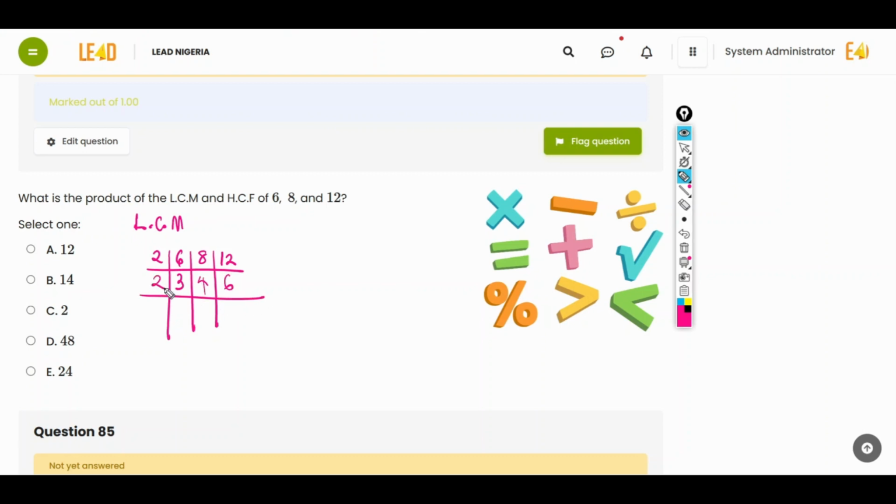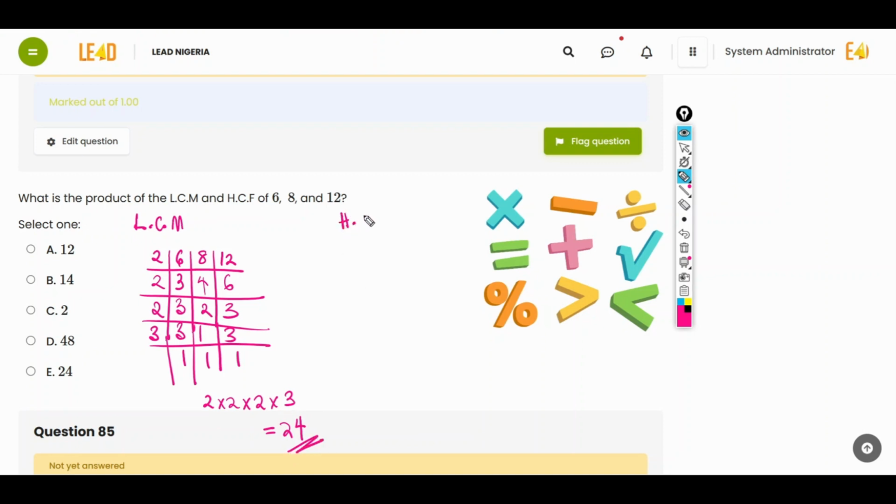We can still use 2. We'd have 3, 2, 3. We'll pick up 2, we have 3, 1, 3. We'll pick up 3, we have 1, 1, 1. All right, so the LCM is just 2 times 2 times 2 times 3. That's 8 times 3, that's 24. So the LCM is 24.